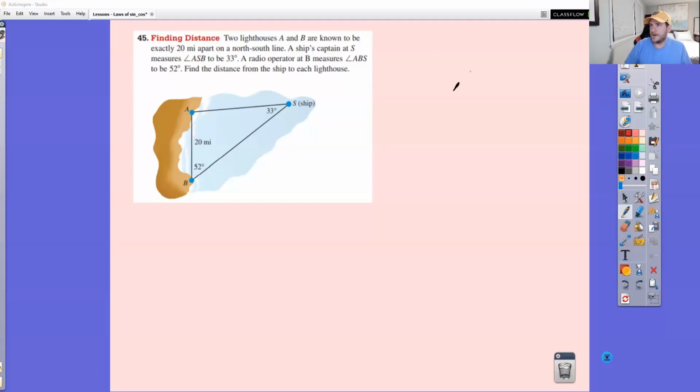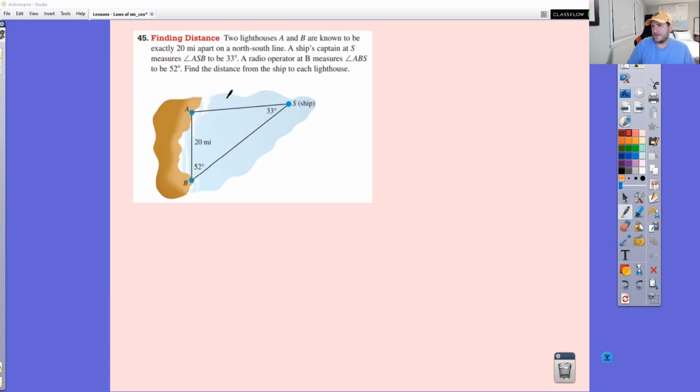Okay, on to the next one. This one's slightly different because this time we have two angles and a side, but the side is not between them. So this is side angle angle, or angle angle side. If we read it, we've got the two lighthouses, lighthouse A, lighthouse B. They're 20 miles apart. A ship's captain at S measures ASB to be 33. A radio operator at B measures ABS to be 52. Find the distance from the ship to each lighthouse.